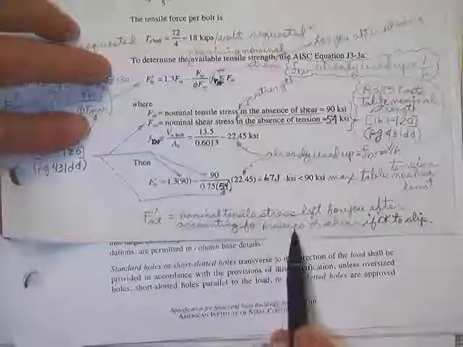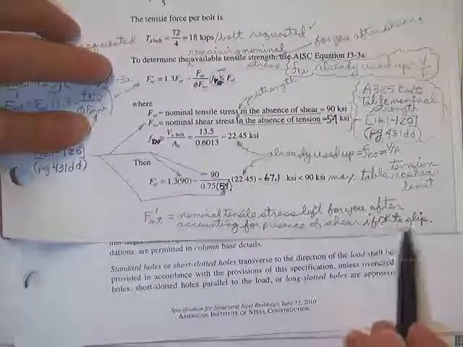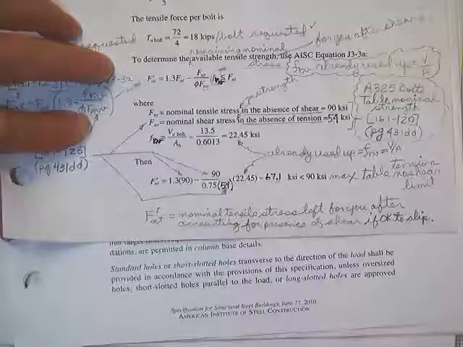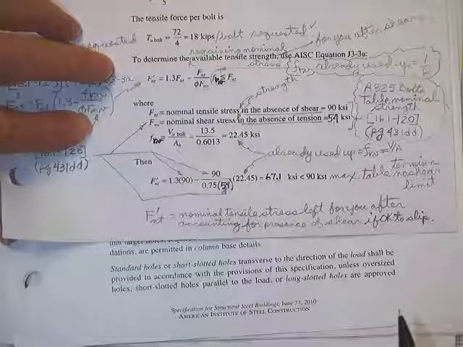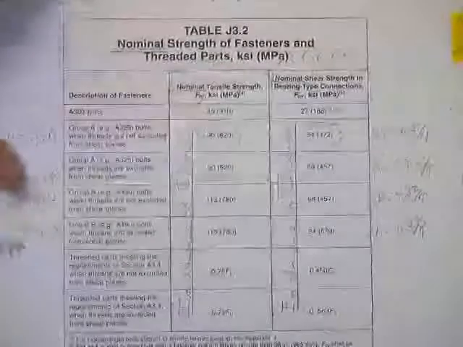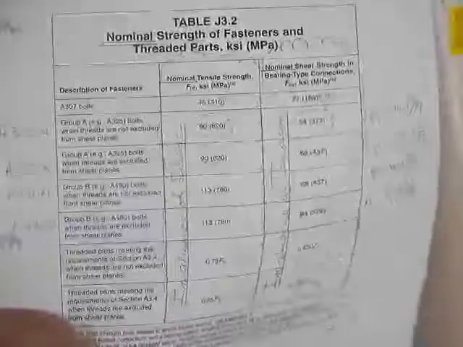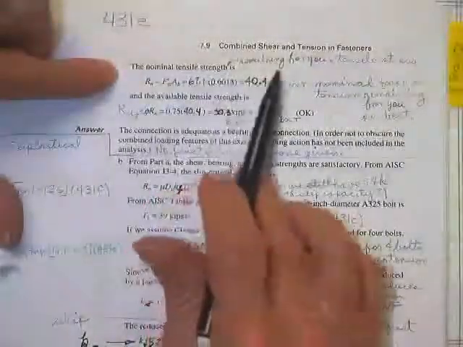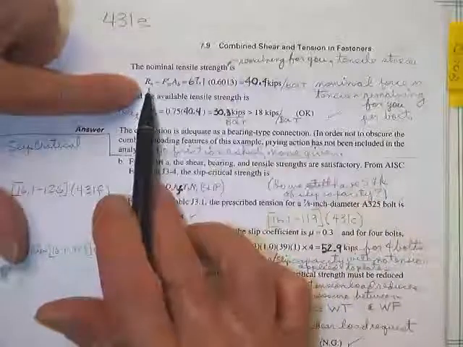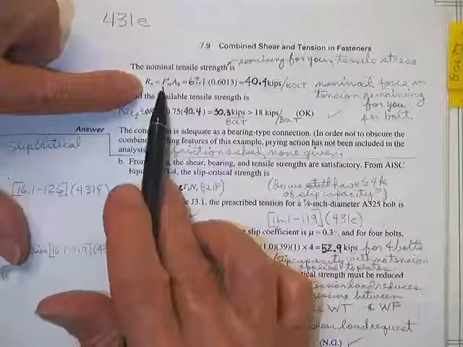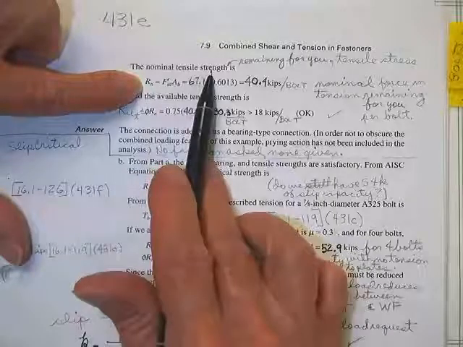F sub NT is the nominal tensile stress left for you after accounting for the presence of shear, if it's okay to slip. Now, slip's a different thing. This one, he didn't mention that it couldn't slip, so here were our tables. Continuing. The nominal tensile strength remaining for you was the permitted stress for you.